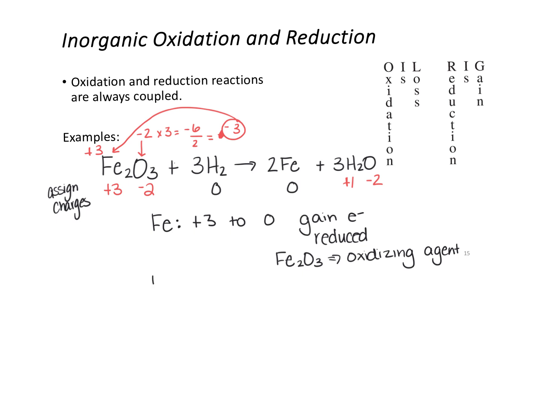So when we think about hydrogen, hydrogen is going from 0 to +1. That means it's lost an electron. So that means it has been oxidized because oxidation is the loss of an electron. So it undergoes oxidation. And that also means that H2 is the reducing agent.